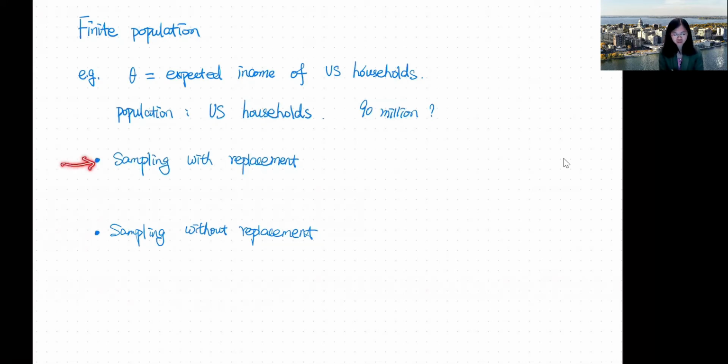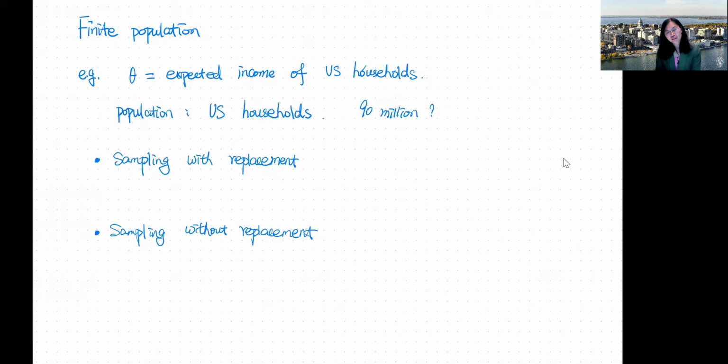One is sampling with replacement, and the other is sampling without replacement. Sampling with replacement is: after you draw an individual from the population and observe his or her variable value, you put him or her back into the population. Pretend that you didn't draw that individual, so you forget about him or her. Put him back into the population when you take the second draw. And then after you take the second draw, you put the second draw back into the population before you draw the third individual, and so on and so forth.